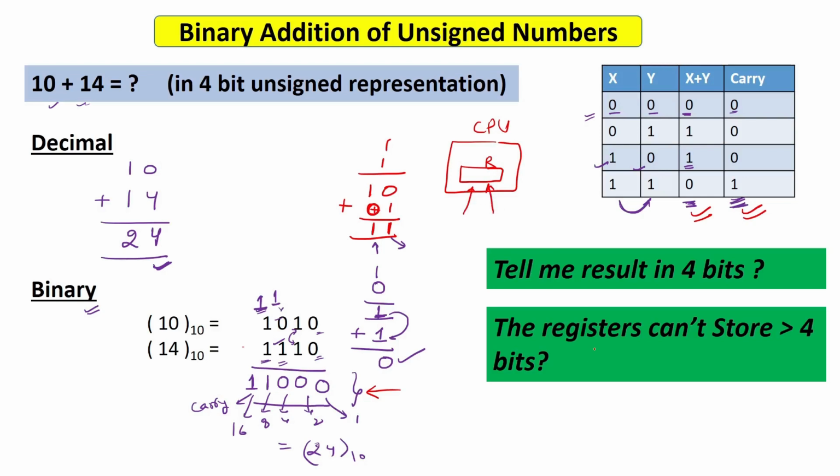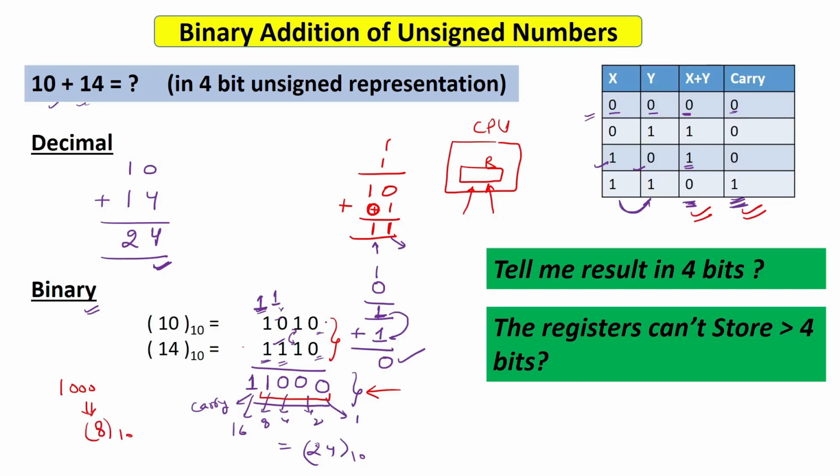So let's say the registers are of 4 bits only, and they cannot store any data which is bigger than 4 bits. So in that case, you have to tell me, after adding these two numbers, tell me the answer in 4 bits only. 4 bits are these bits only. Okay, 1 0 0. So 1 0 0 in decimal number system, what will it be? So it is actually 8 in decimal.